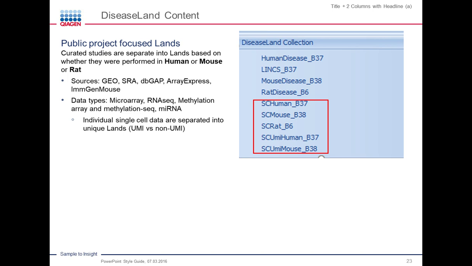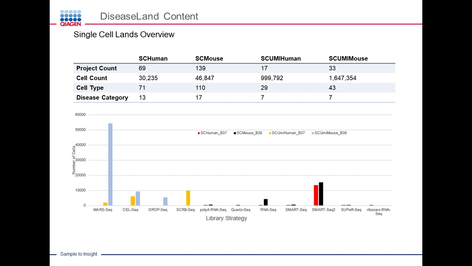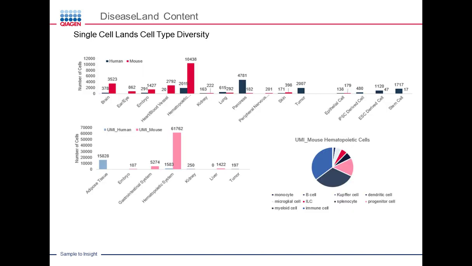So to look at the DiseaseLand content, specifically from single-cell RNA-seq, we can see that, again, it's grouped by human or mouse, and then we have it organized based on whether it's UMI or non-UMI based. And in this screenshot, what you can see is that we have the UMI-based samples on the left in yellow and blue, and then non-UMI-based samples in red and green on the right. And what I wanted to emphasize here is, in addition to the numbers in terms of the cell counts as well as the cell types that are in each land, the fact that we're covering different library strategies within the land. So we're able to, within the land, have the different platforms and make them comparable across those data.